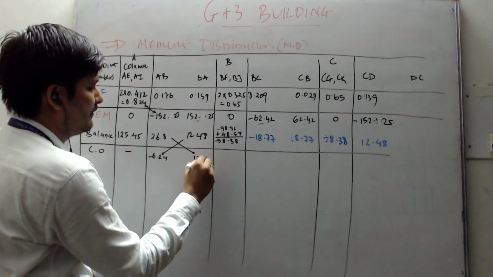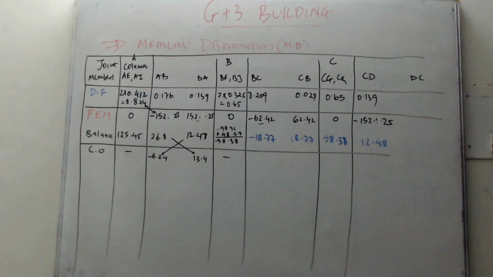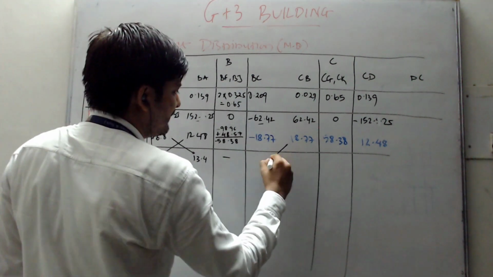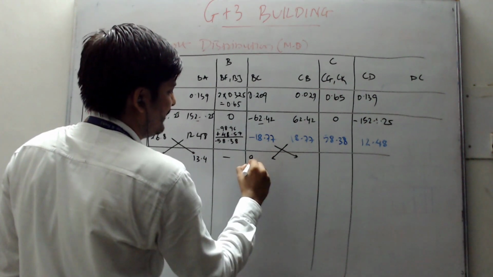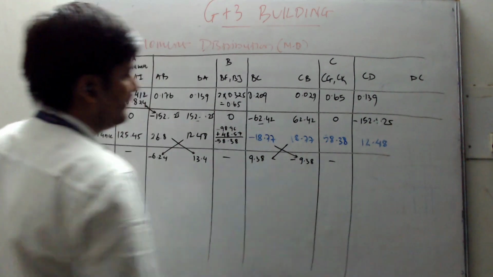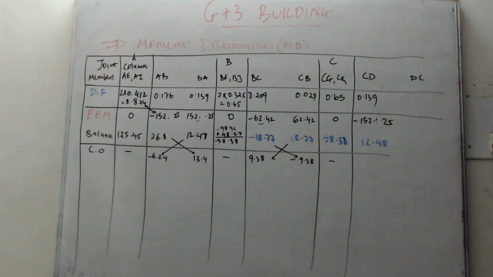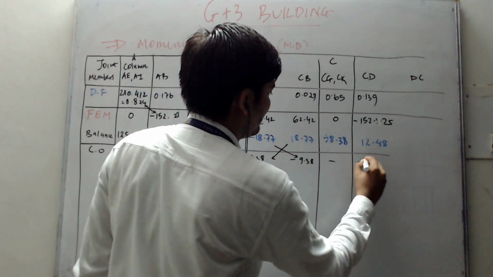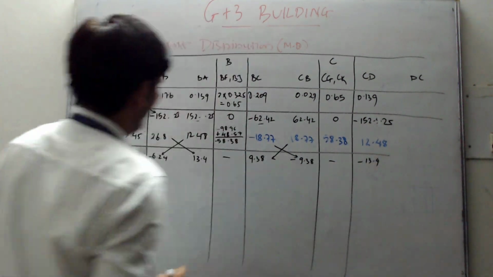There is no carryover at the column points. Then 9.38 and minus 9.38, 9.38 and minus 9.38, and at the last we have minus 13.4, similar to this. So this completes my carryover.